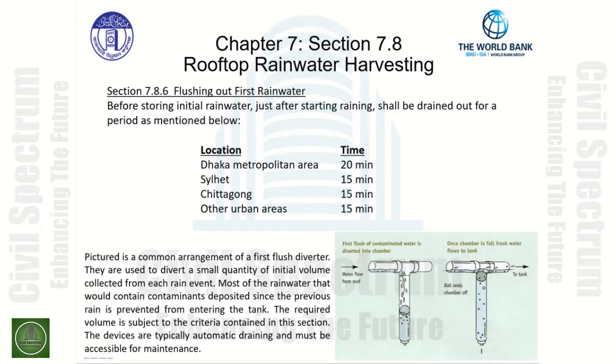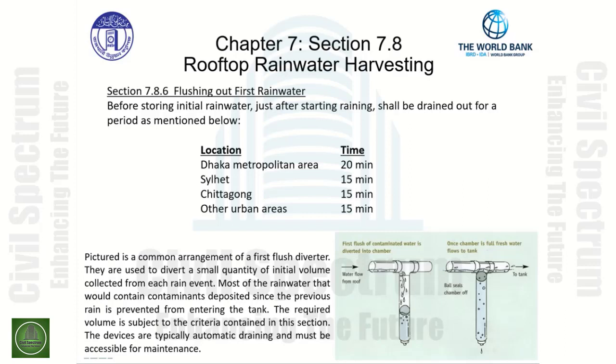Locations such as Dhaka, the metropolitan area, 20-minute is needed for initial flushing before storing rainwater. The location Chittagong, 15 minutes. Other urban areas as well, 15 minutes. Pictured is a common arrangement of a first flush diverter off to the lower right-hand side of the slide.